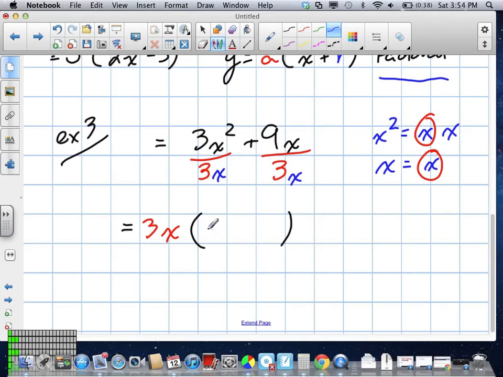Well, the 3 divided by 3 is what? 1, yeah. So we have 1. x squared divided by x to the power of 1 is x. 9 divided by 3? 3. That's okay. This is the one you got confused on last time. x divided by x. So it's technically power of 1 divided by power of 1.